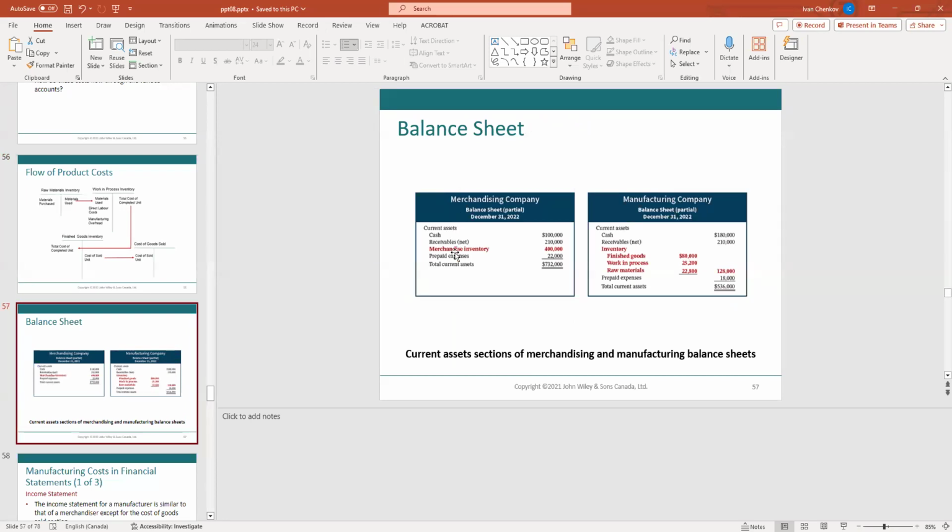So for the balance sheet, again, the merchandising company is going to have only one inventory, whereas in the manufacturing company, we're going to deal with three inventory accounts: finished goods, work in process, and raw materials.